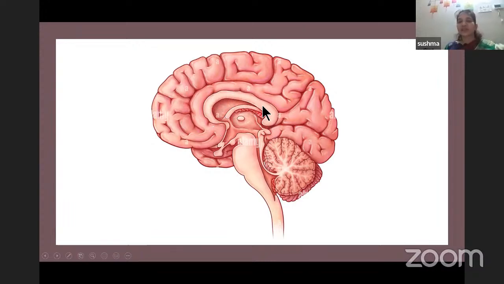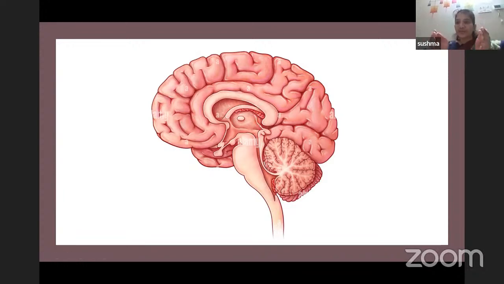This is the corpus callosum; this side is anterior, this side is posterior, and here we have the cerebellar vermis. Now, what is the corpus callosum? The corpus callosum is a band of neuronal tissue that connects both the cerebral hemispheres.